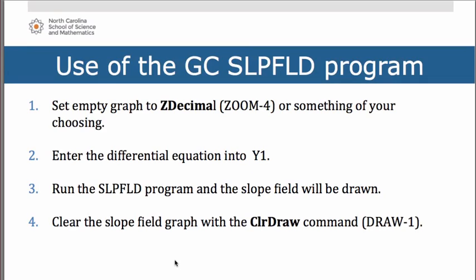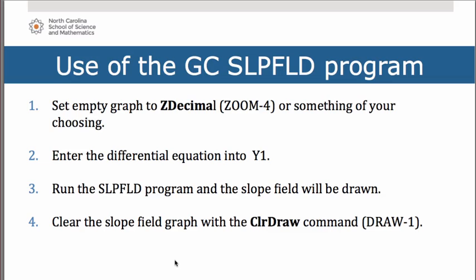You would want to start by setting your graph to zoom decimal, which is zoom 4. Zoom decimal window simply provides for a bit clearer slope graph. You can, of course, set it to something else of your choosing, though. Under y1, you will want to enter your differential equation, dy/dx.